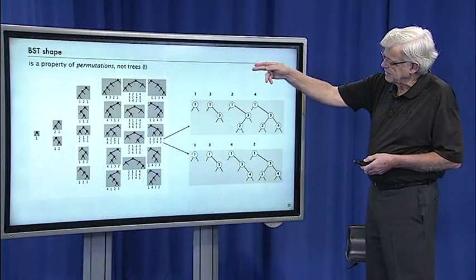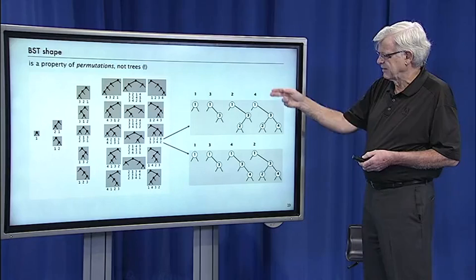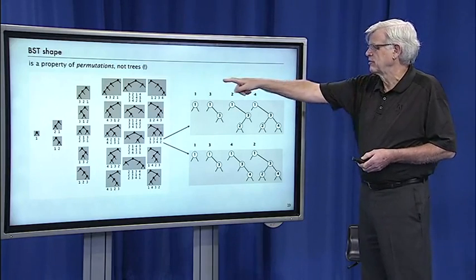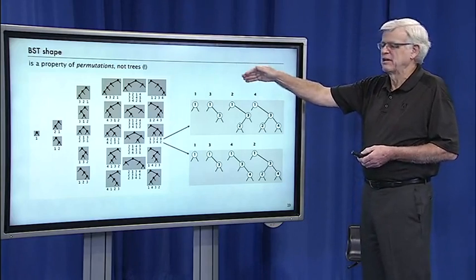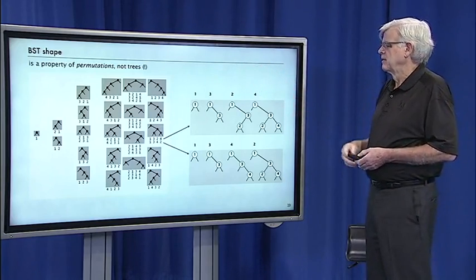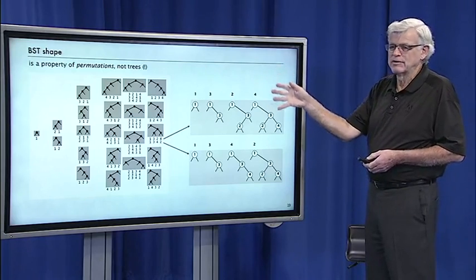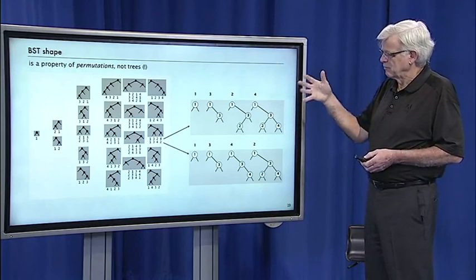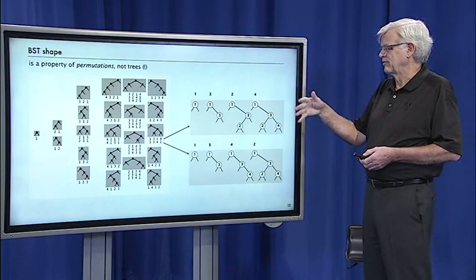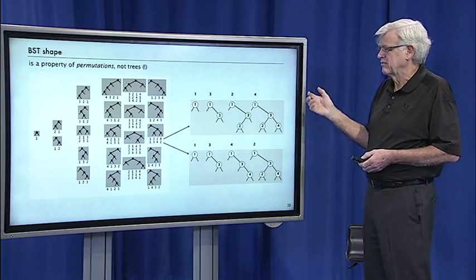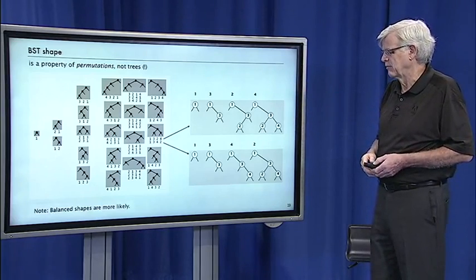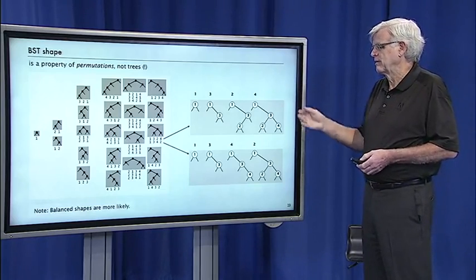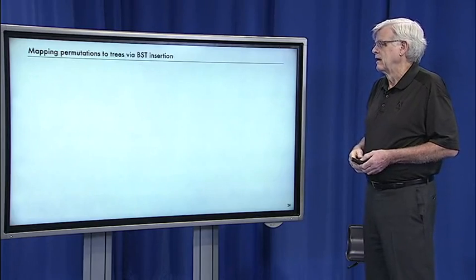And again, on the other hand, the tree where the keys come in all in order, 1, 2, 3, 4, that's the only permutation that gives that shape. The ones that are more balanced, there are more permutations that give rise to them. That's an important observation to try to understand why we get more balance with binary search trees than with binary trees. So that's an observation, and we're going to validate that.